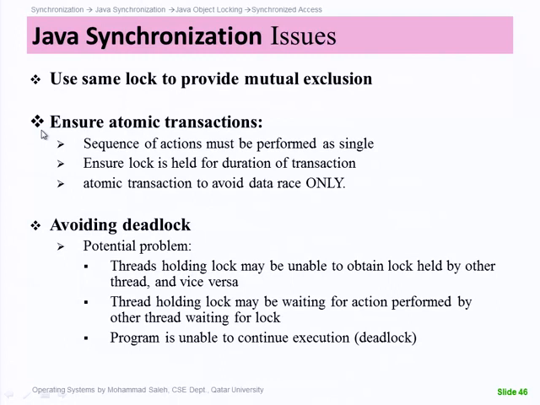These reasons include, one, threads holding a lock may be unable to obtain a lock held by other threads. So we might have multiple locks, right? And the thread having some, but willing to have more to continue. However, it can't because they are held by others. Similarly, the other threads holding these locks are also waiting for locks held by the thread who is waiting. So everyone has something, and the other thread wants it to proceed.